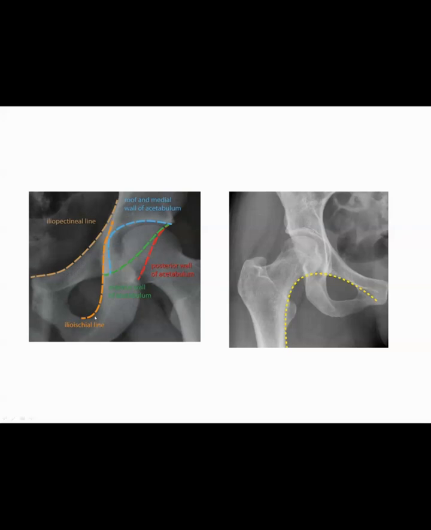Here in orange we have the ilioischial line, which disruption of this line can suggest a fracture of the posterior column of the acetabulum. Here we have in blue the roof and medial wall of the acetabulum. In green, we have the anterior wall of the acetabulum, and in red, this line represents the posterior wall of the acetabulum. Lastly, we have Shenton's line, which we can trace over here in yellow, and disruption of that line can be indicative of a fracture of the neck of the femur.